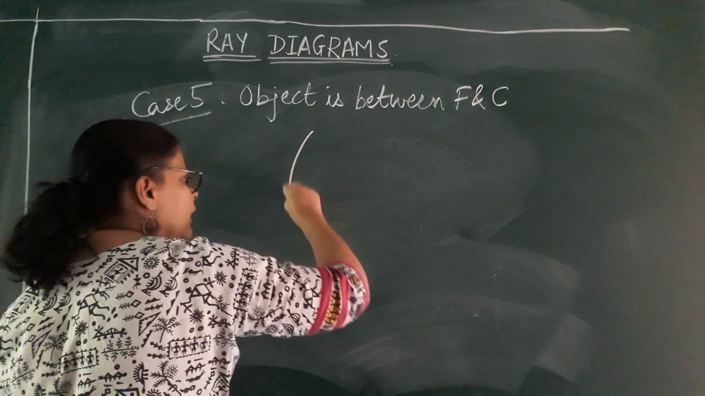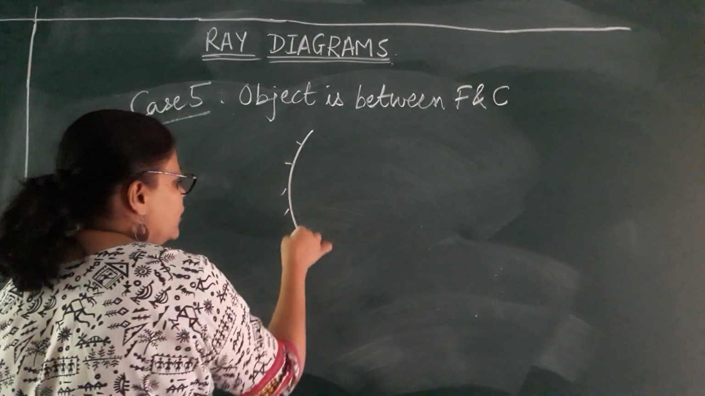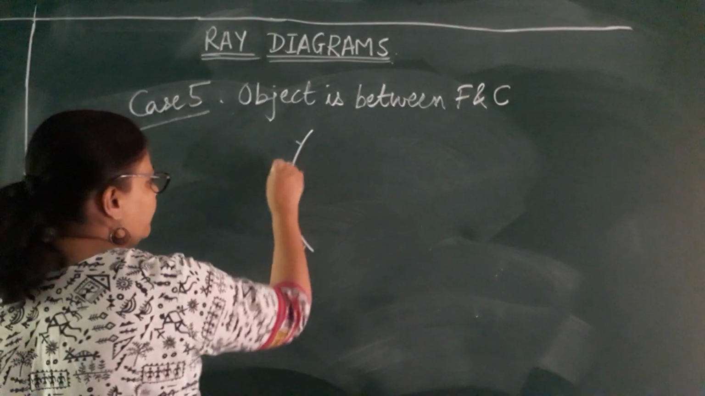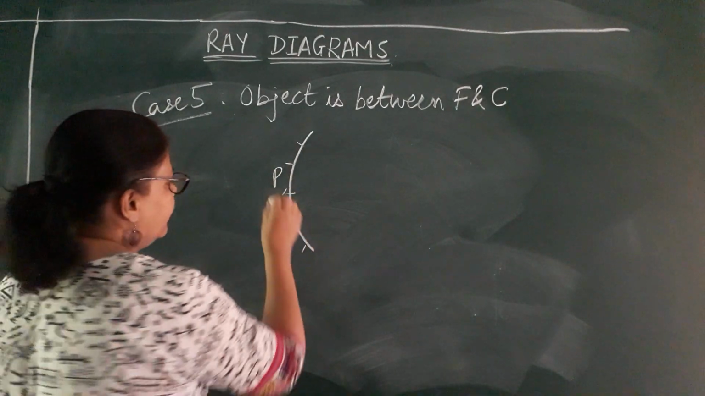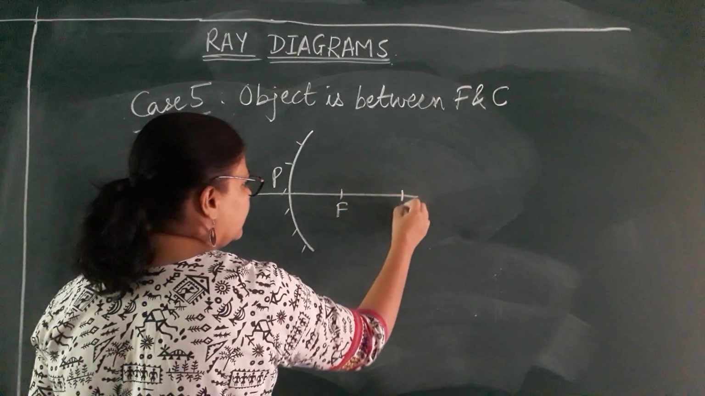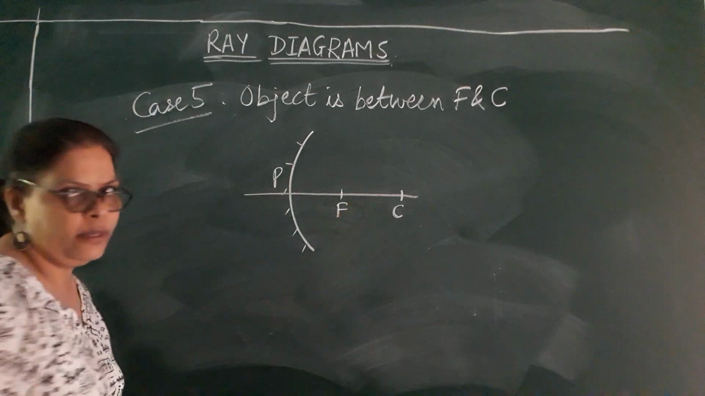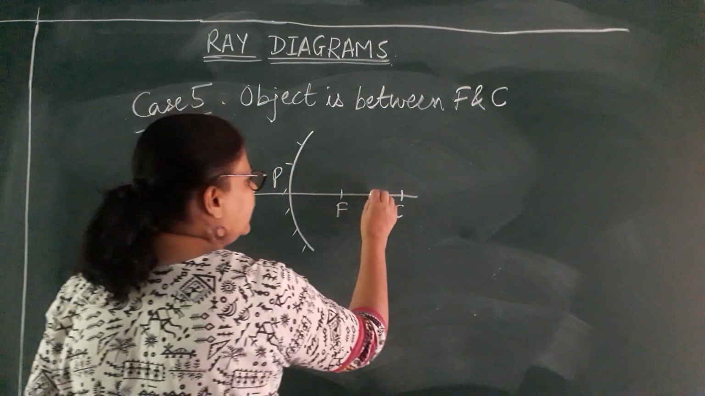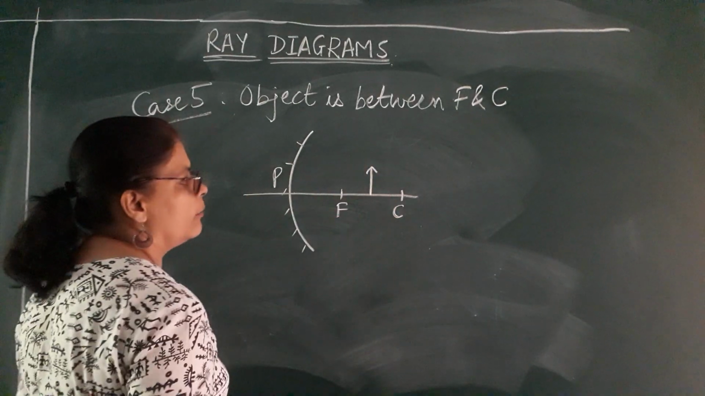Now how do I begin? I take the mirror first. I polish it. You know the rules, children. I take the center point P, that is the pole. I draw a straight line. I take 2 points F and C at a distance of 2 centimeters each. Where is the object to be taken? Exactly in between F and C, you will take the object.